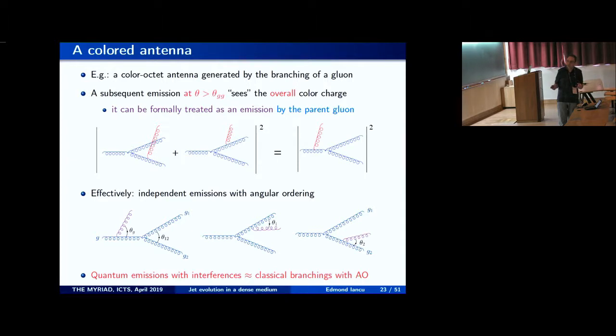So again, this chain of emissions now is ordered in angle. This angle is larger than this one, which is larger than that one, and also larger than this one. So to summarize, quantum emission with interferences can be approximated as a classical branching process with angular ordering. And that's the basis of the Monte Carlo generators for parton showers. Nobody's computing amplitudes. Everybody's computing probabilities, but with angular ordering. And all that applies to jets in the vacuum. We'll see what happens when we have jets in the medium.